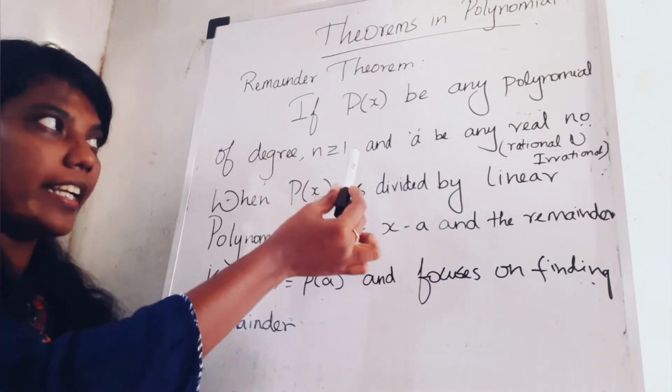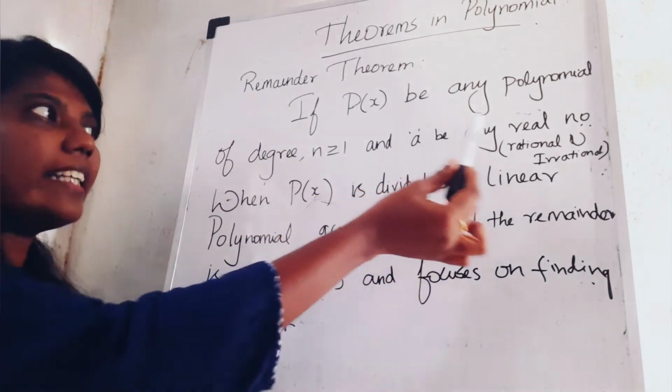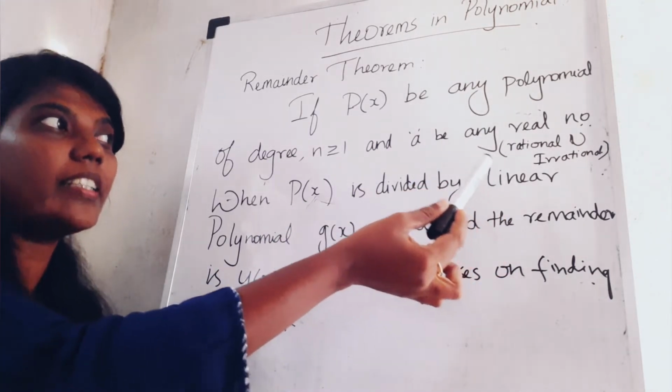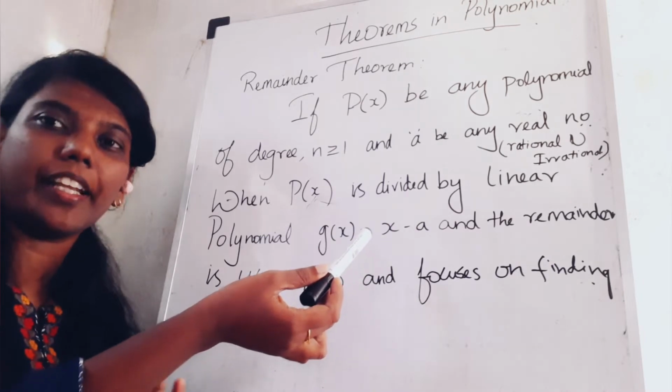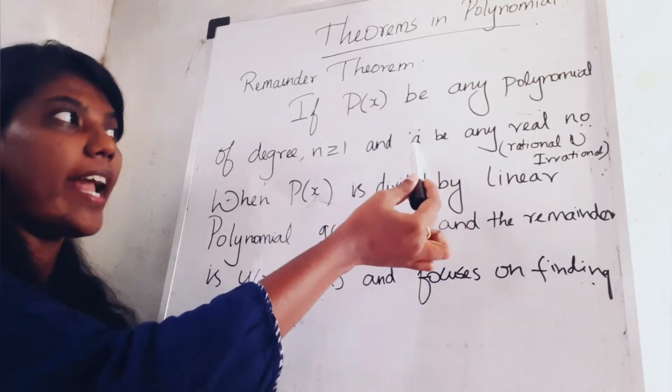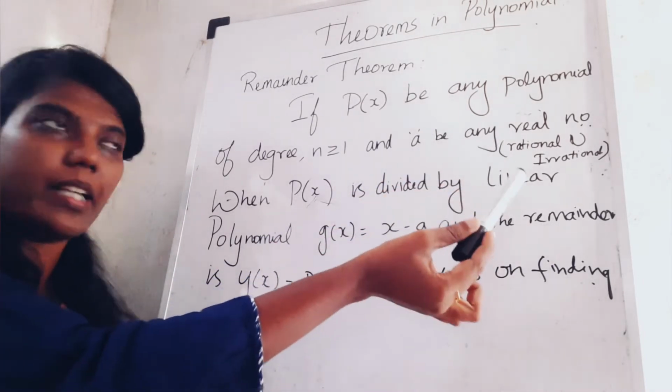So we are taking a polynomial and we have a real number. What is meant by a real number? It is a combination of rational numbers and irrational numbers. You can take it simply like that. So that is a we are taking, a being any real number.